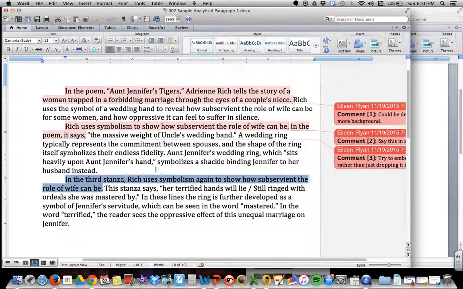Okay, finally, I have introduced a quote here by just saying, in the poem it says, and then I have my quote. Again, that's fine for organization purposes, but it's a little boring for the reader. So a better way to introduce your quotes is to actually embed them. So to drop them into the middle of a sentence or to put them into a sentence that flows rather than just kind of dropping them in with this in the poem it says.